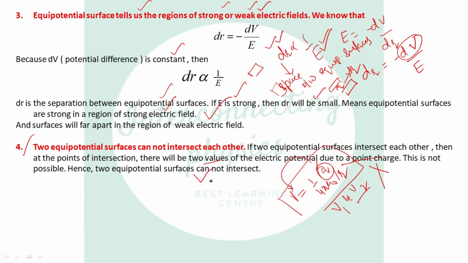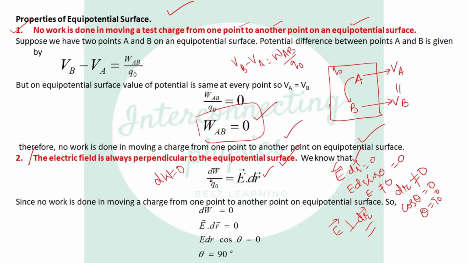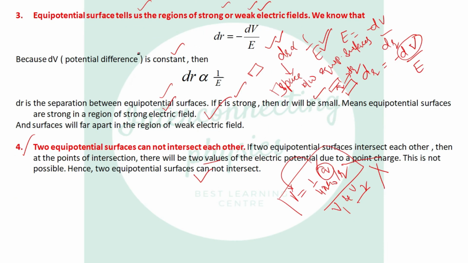So these were the properties. Property number 1 was no work is done in moving a test charge from one point to another point on the equipotential surface, and number 2 was the electric field is always perpendicular to the equipotential surface. Number 3 was the equipotential surfaces tell us the region of strong or weak electric fields, which means if the equipotential surfaces are very closely packed, then the electric field will be strong. If the equipotential surfaces are very far from each other, then the electric field will be weak. And number 4, two equipotential surfaces cannot intersect each other because at the point of intersection there will be two values of potential due to one point charge, which is not possible.